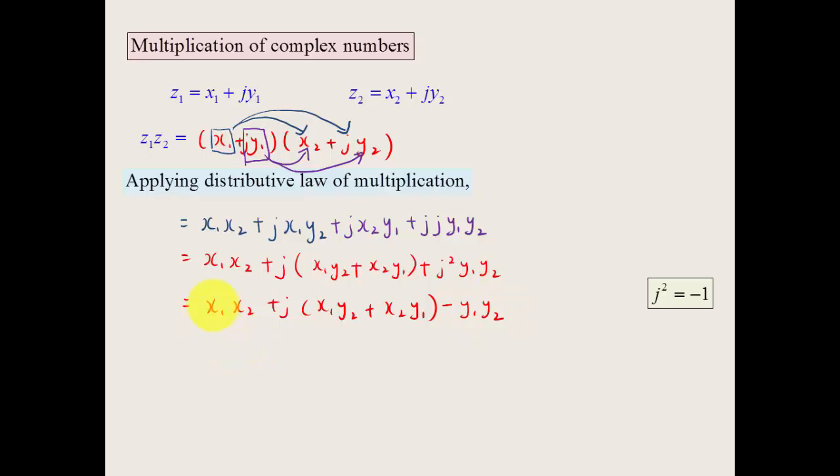Now, at this point, I realize that the first term x1 times x2 and the last term negative y1 times y2 are actually both real parts because you don't see any j attached to them. The middle part here is the imaginary part because you have a j here. So what I'm going to do is put the two real parts together side by side. And then I'm going to leave the imaginary part to the last term.